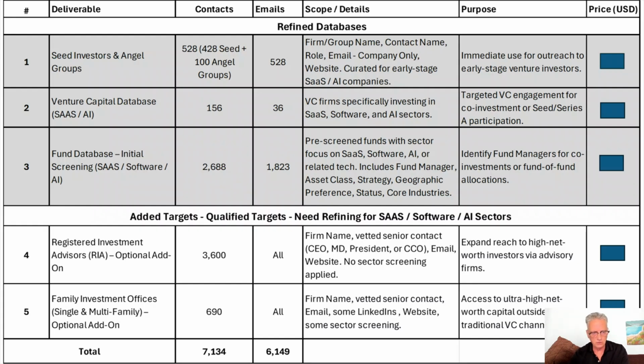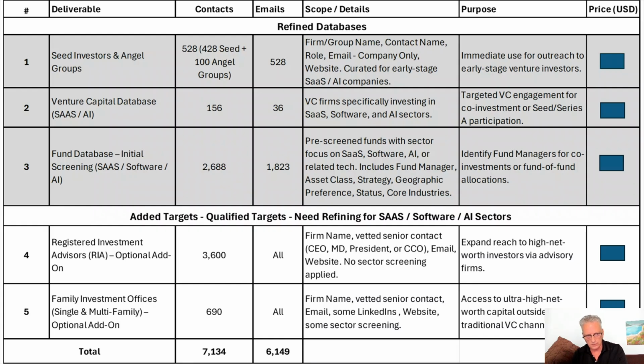And number 2 is the venture capital database. It's 156 straight-up venture capital firms that have SaaS and AI specifically as their sectors. So they're really targeted. So they're great, and I would consider those to be fantastic targets as well. The second targets are ones that are added targets, qualified, but they need refining for the SaaS, software, AI sectors. In other words, I haven't been able to screen them down that much, because a lot of times it involves a lot of manual work.